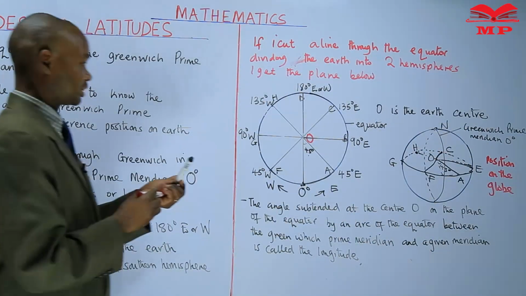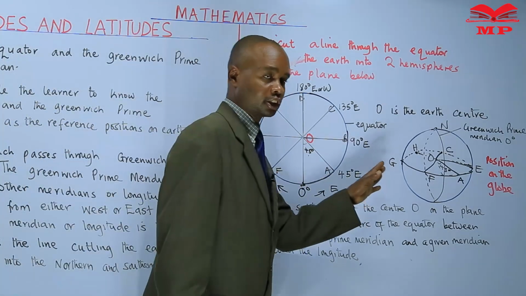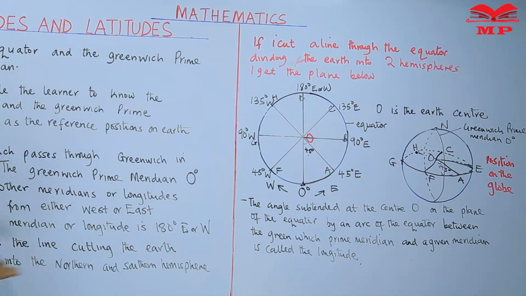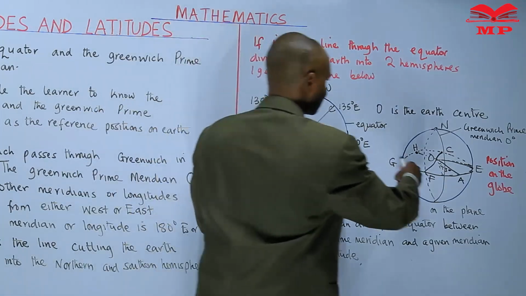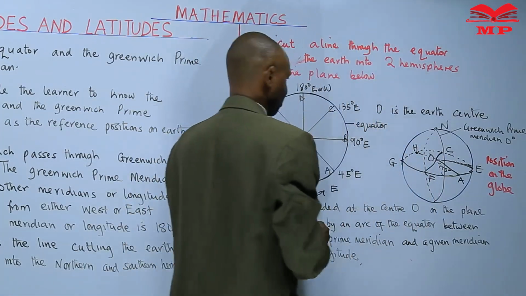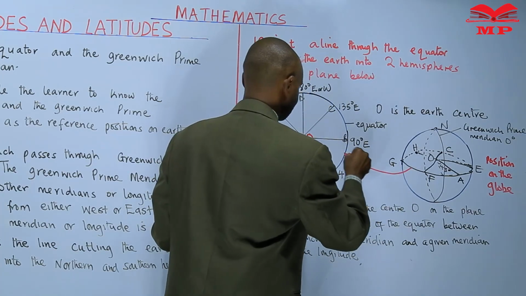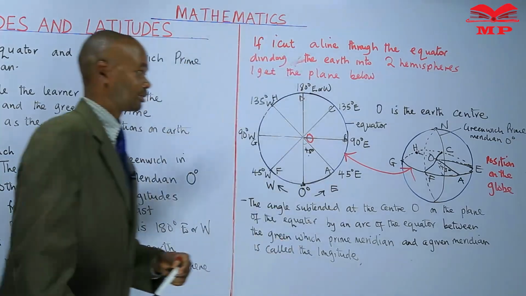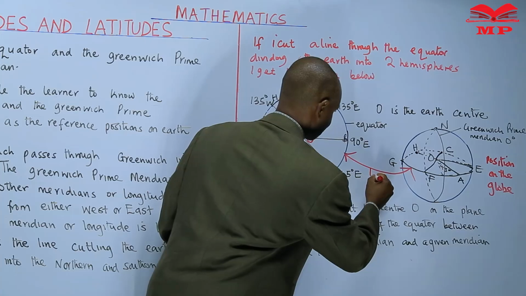So just as a recap, we are looking at the Greenwich prime meridian. The meridian which passes through Greenwich at London is called the Greenwich prime meridian, and it is 0 degrees, neither to the east or west. The equator is the line cutting the earth at the center into the northern and the southern hemispheres. This line is actually what has been projected here. That is the equator.